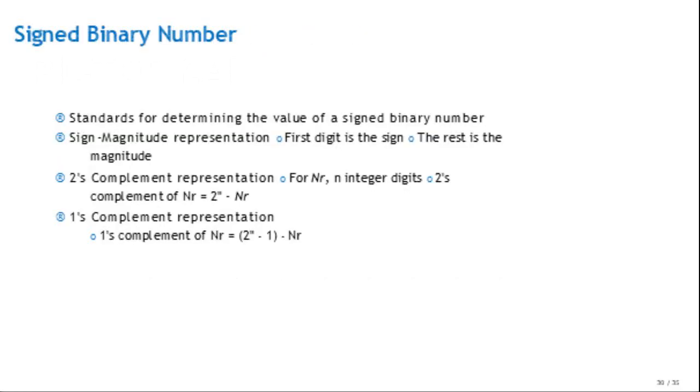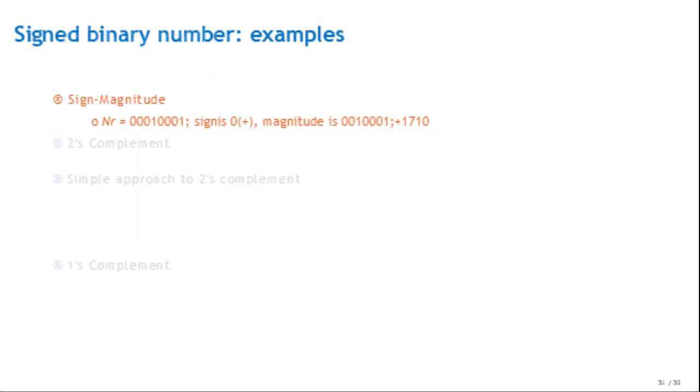Standards for determining the value of a signed binary number include sign magnitude representation, where the first digit is the sign and the rest is the magnitude. 2's complement representation, where for n_r with n integer digits, the 2's complement of n_r is 2^n - n_r. 1's complement representation, where the 1's complement of n_r is 2^n - 1 - n_r. In sign magnitude, n_r equals 00010001. Sign is 0, plus, magnitude is 0010001, plus 17 in base 10.